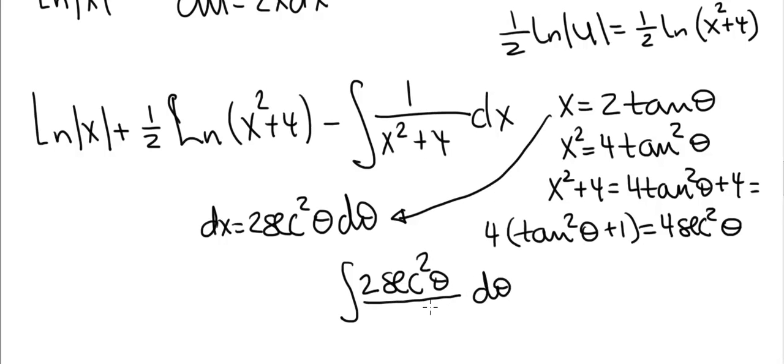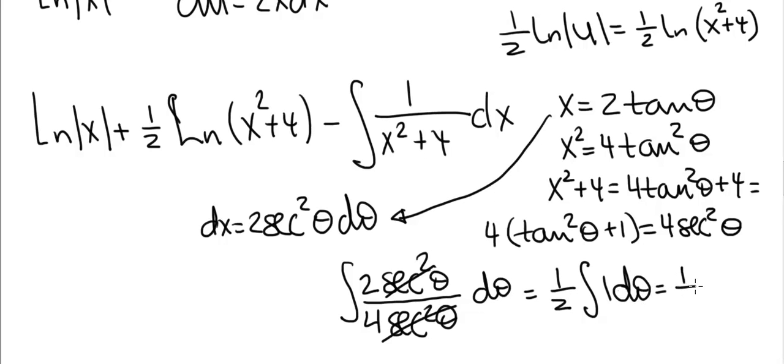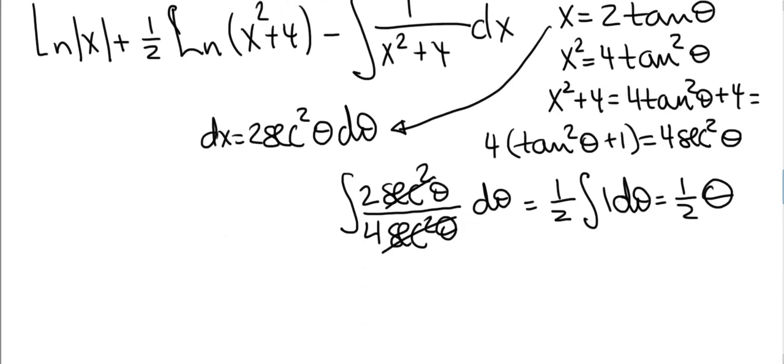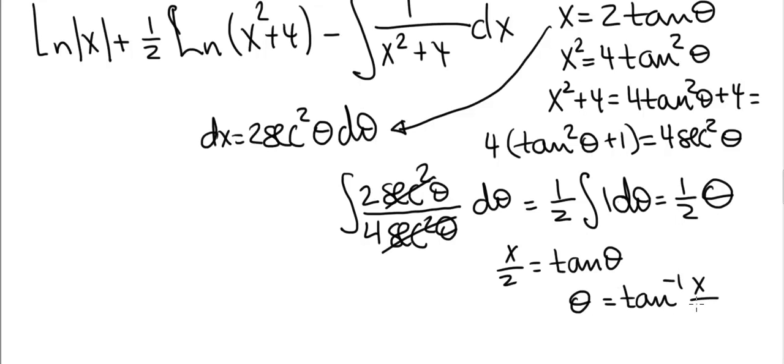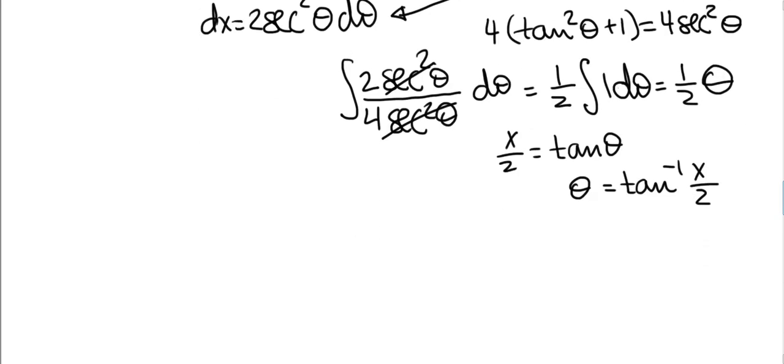So returning to the integral, the numerator is dx, 2 secant squared theta d theta. The denominator is x squared plus 4, that's 4 secant squared of theta. Secant squareds cancel, and we have the integral of 1/2 times 1 d theta, which is 1/2 times theta. Well, we have to solve for x. The definition was x equal to 2 times tangent theta. That means x over 2 is tangent theta, and therefore theta is equal to inverse tangent of x divided by 2.